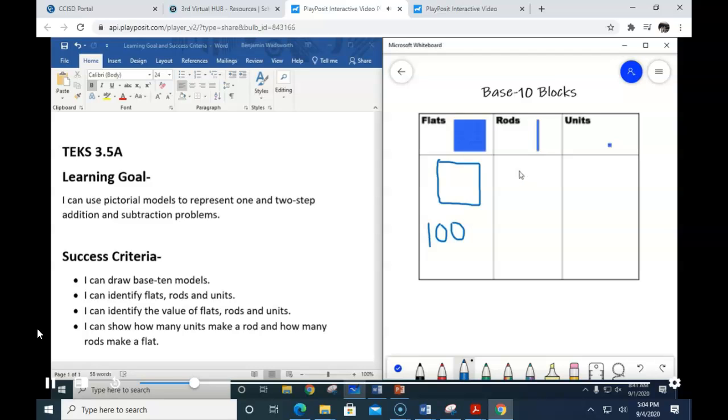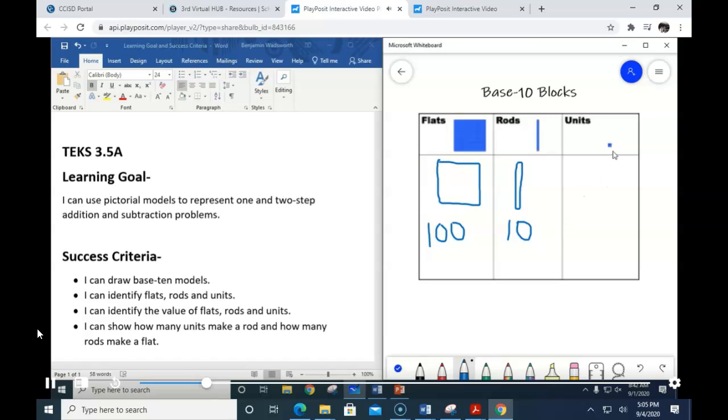Next is the rods. Okay, so for rods, guys, you can either do a straight line or you can draw a tall rectangle just like this. You see, it's not even perfect, but just for the sake of using pictorial models, this is for me. I don't have to make it look perfect for anyone but myself. As long as I know what it is, then that's what matters and I can solve my problem, right? Now, a rod is equal to 10. Okay?